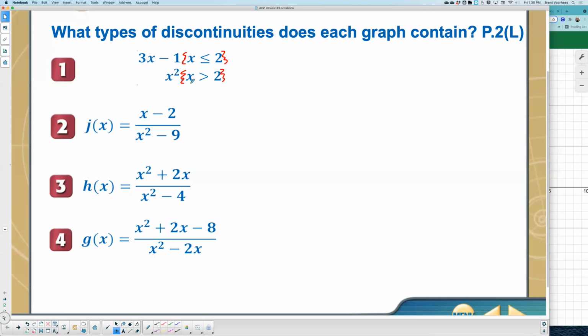Number 1 will not have 2 discontinuities. Piecewise will create 1, but there's nothing else to create a discontinuity. So this will only have 1, but these will have 2 answers each. Make sure you get a total of 7 answers on this bell ringer. So now you can pause and go off and work on your own.